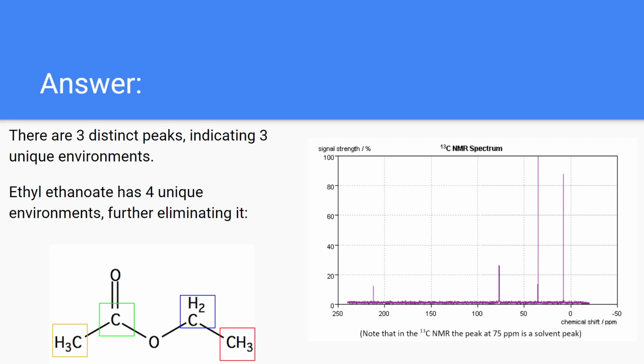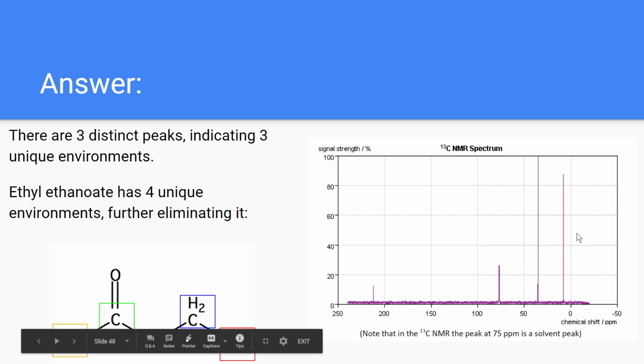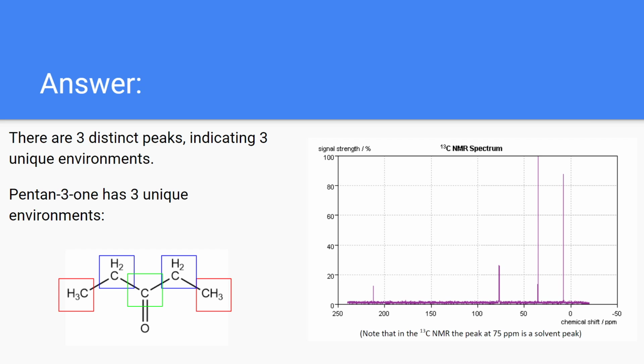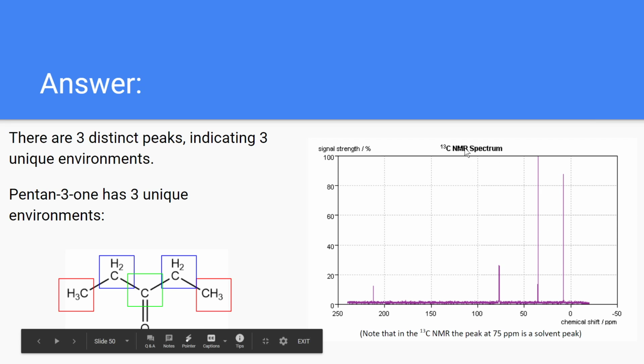None of the carbons are the same. They're all different, meaning you'd have 4 peaks. Remember, the peak at 75 is a solvent peak, so we don't include it. So we've only got 3 peaks here. This is our alcohol. Again, we've got 5 carbon environments, so we eliminate it. This is our pentan-3-one. It's got 3 unique environments because these carbons at the end are the same, because it's symmetrical. These 2 are the same. So we've got 3 unique environments in pentan-3-one, meaning this matches the NMR spectra given.